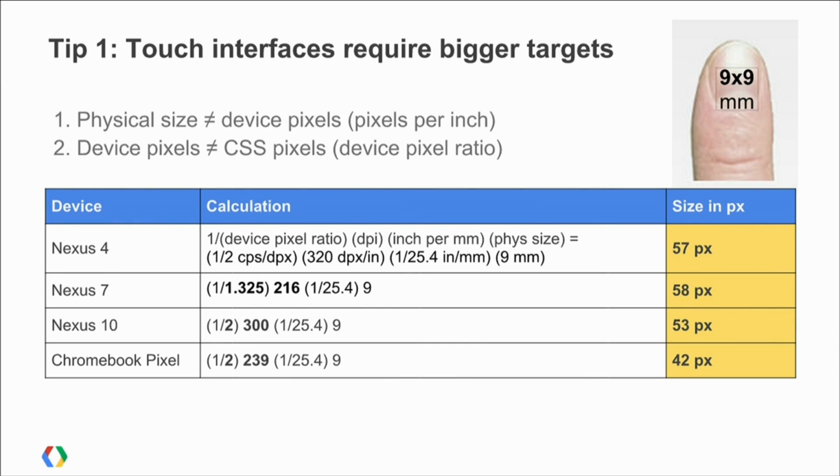So with these two things in mind, we can do some calculations for a variety of popular devices. Here we've got the Nexus line, where we convert 9 millimeters into pixels, and we can see what that looks like on these devices. On the Chromebook Pixel, because of further distance of interaction, you end up with a slightly bigger target, with fewer pixels required to represent the same physical size. So while we don't have a clear guideline in this case of what size you should use, something between 42 and 58 pixels is our recommendation. And this is fairly consistent with other guidelines.